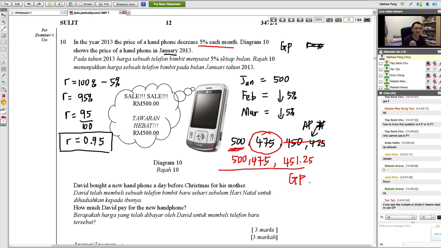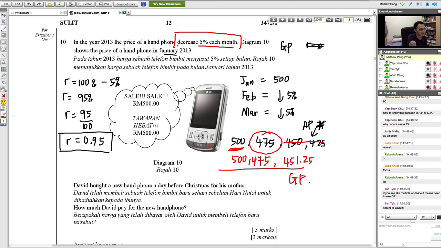Yes, you can say like that, but it's not necessary all the case must be like this. Okay, because I do see multiple or divide is not GP, but most of the time it's like this. Alright, so yeah, this one is the GP question, because it's quite hard to explain, because in this kind of question you will need to understand how actually he decreased 5% each month.